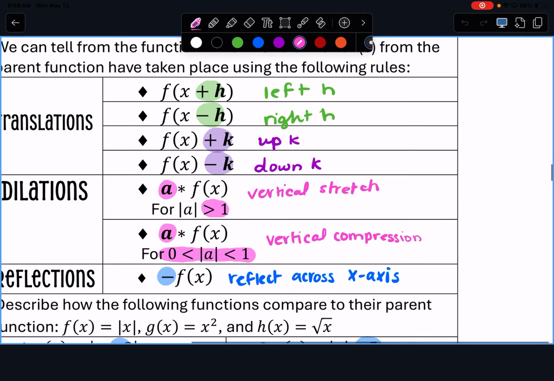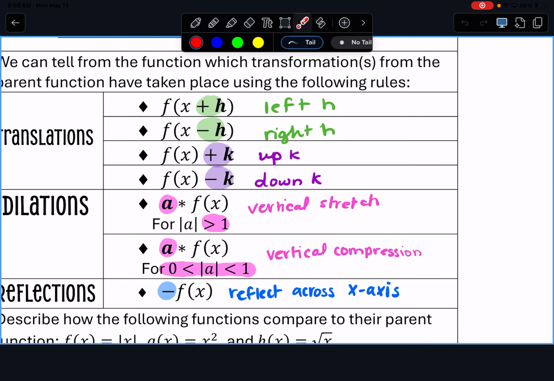okay? So if it is inside the function, it moves it left or right. If it's positive, it moves it to the left. If it's negative, it moves it to the right. If it's outside the function, it moves it up or down. Positive moves up, negative goes down. If we are multiplying by the front of our function, if a is greater than 1, it causes it to stretch. If a is between 0 and 1, it causes it to compress. And if we put a negative in the very, very front, it causes our graph to flip upside down. Okay?